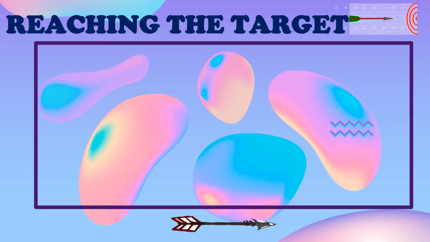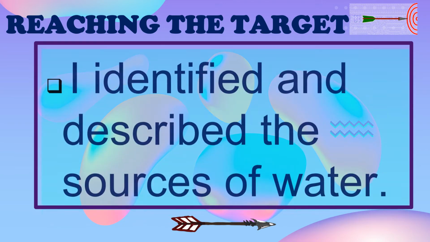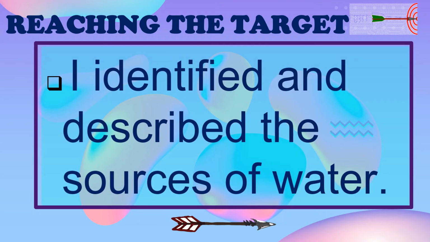Have we reached our target for today? Yes, we identified and described the sources of water. So now we know where we get the drinking water that we use every day. The main sources of water are categorized into three: surface water, groundwater, and rainwater. And it is further divided into two types: man-made sources of water and natural sources of water.